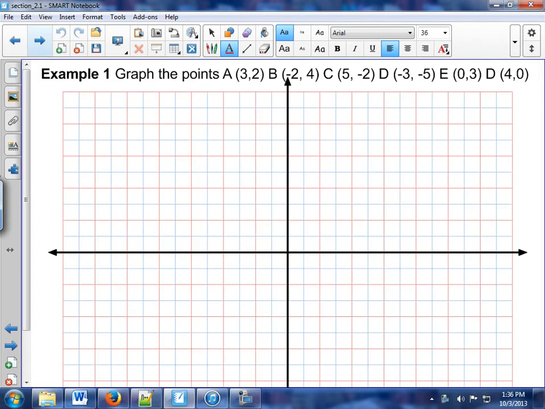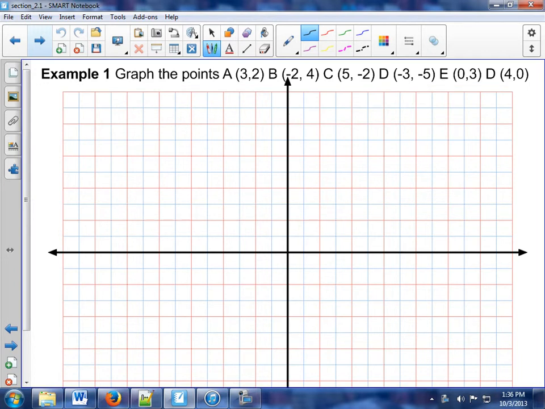Basically, the first part was to graph points. I don't think there's any confusion there, right? Okay? So if I wanted to graph A, I would go 1, 2, 3. You always label them. B would be -2, 1, 2, 3, 4. C is 5, -2. 1, 2, 3, 4, 5, -2. D is -3, 5. 1, 2, 3, 4, 5.